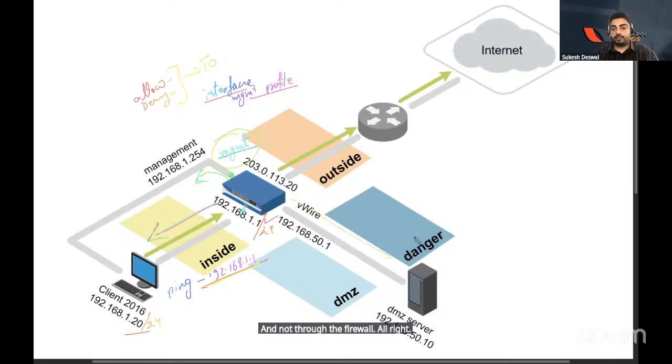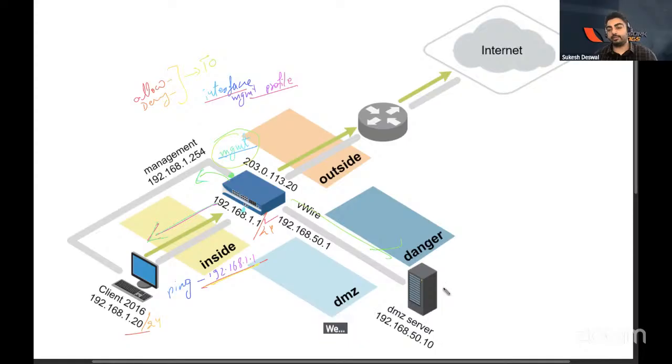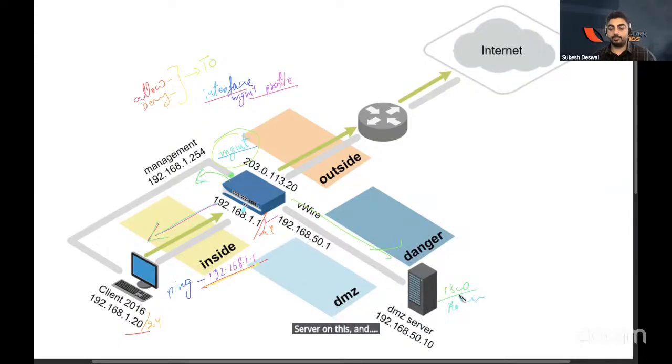The other part is simple. This is your DMZ. In our lab, this is a Cisco router. We're not going to do anything crazy on the DMZ like hosting an application. We'll do a simple ping and probably we can set up an HTTP server on this and do a telnet on port 80 from this to understand how the HTTP traffic is flowing. Okay.